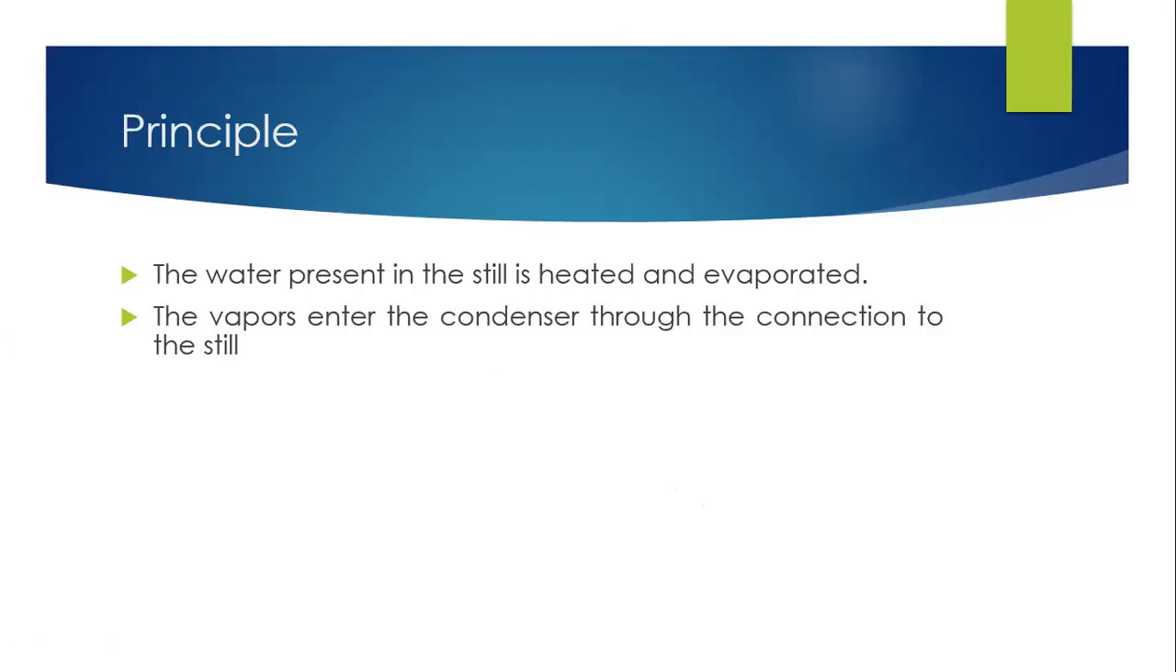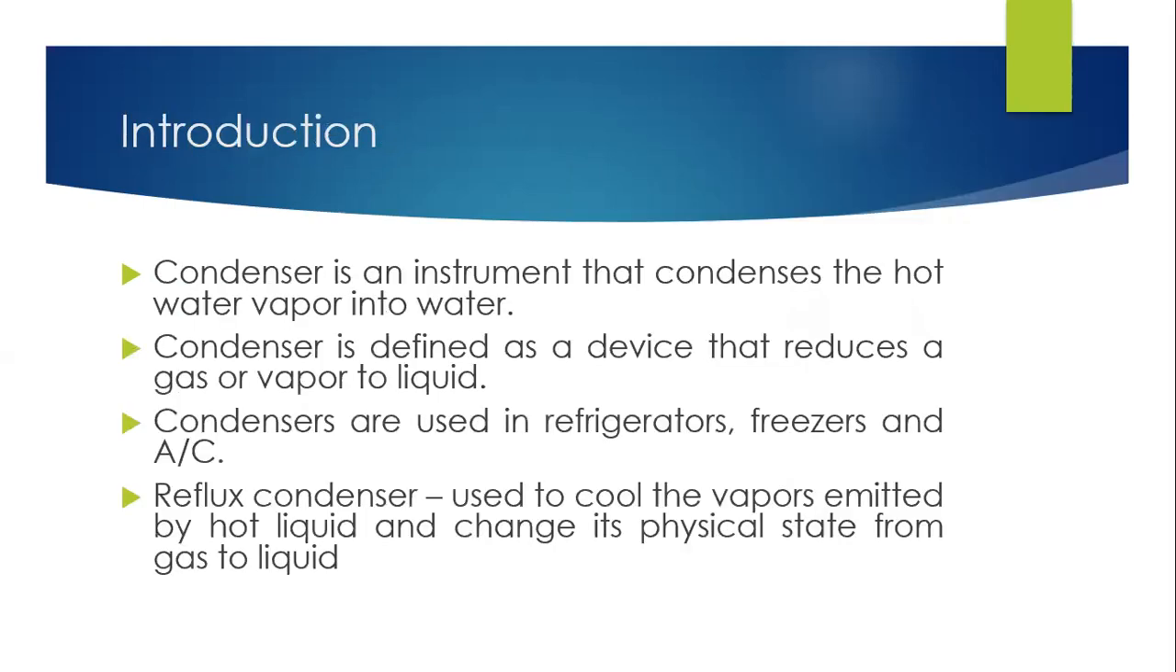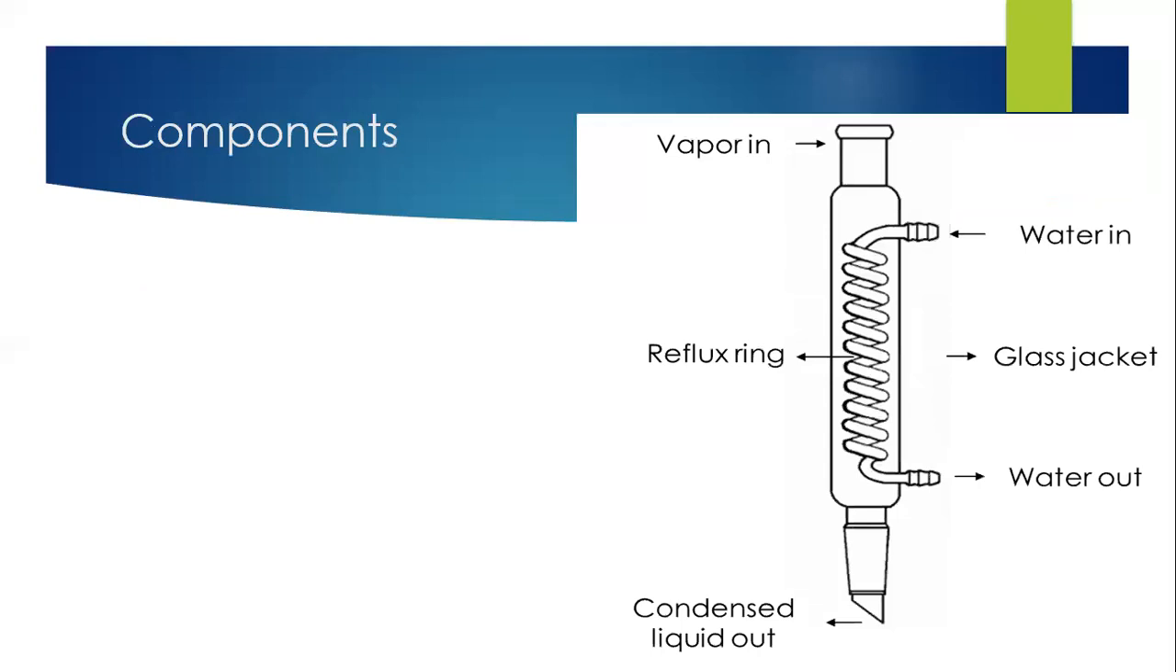Let us have a fast recap. The condenser is responsible for reducing gas or vapor to liquid. It is used not only in laboratories, it's also used in household items such as refrigerators, freezers, and ACs. The reflux condenser is used to convert vapors into liquid. So what are the components?